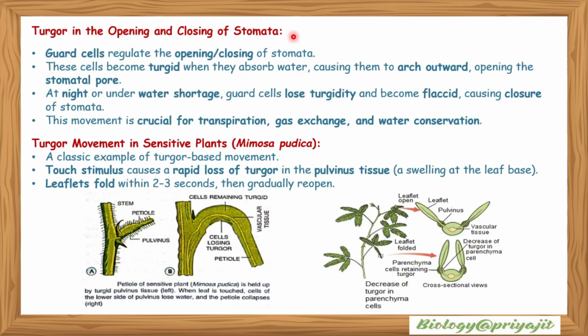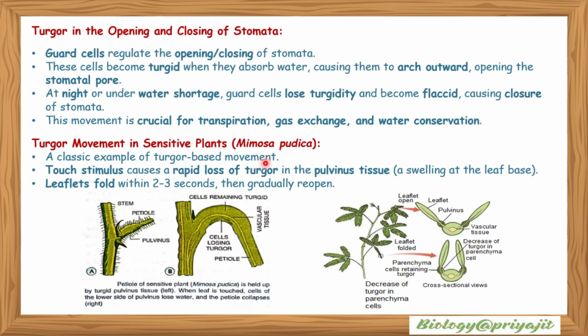Turgor in the opening and closing of stomata. Guard cells regulate the opening and closing of stomata. These cells become turgid when they absorb water, causing them to arch outward, opening the stomatal pore. At night or under water shortage, guard cells lose turgidity and become flaccid, causing closure of stomata. This movement is crucial for transpiration, gas exchange and water conservation.